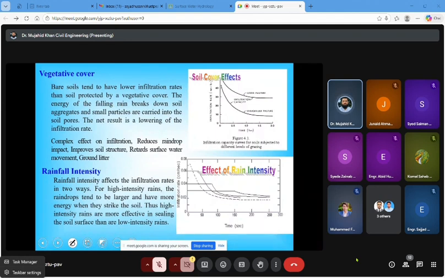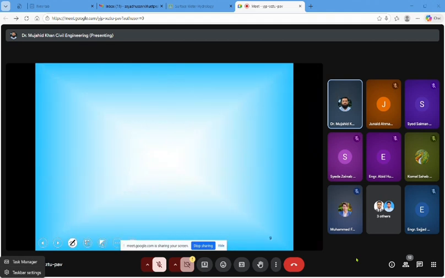Rainfall intensity behaves the same as vegetative cover. If the rainfall intensity is low, it will not have much energy. So the breaking of the particles will be lesser, resulting in lesser breakage and more infiltration. And if the intensity is more, there will be more breakage, more blockage of the soil pores and less infiltration will take place.